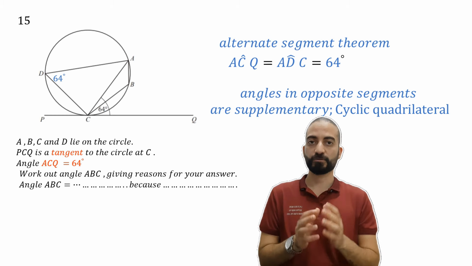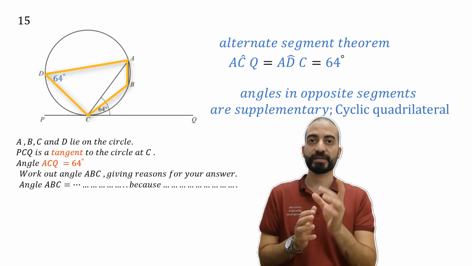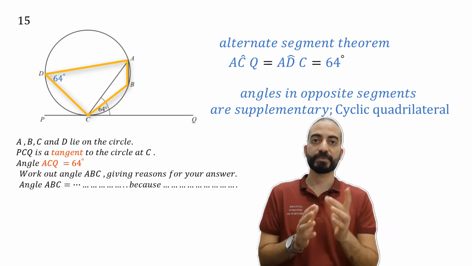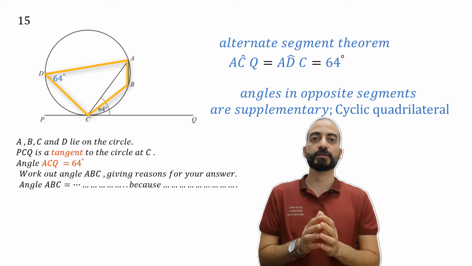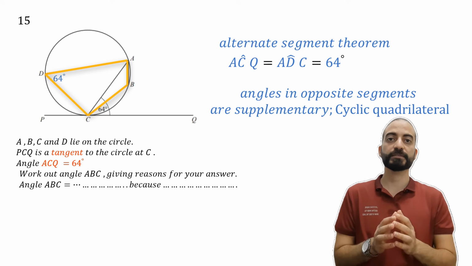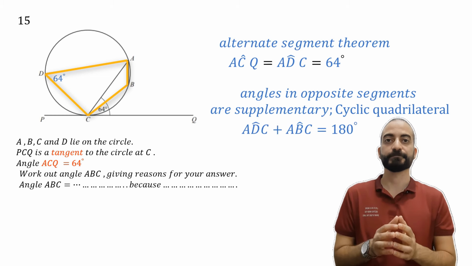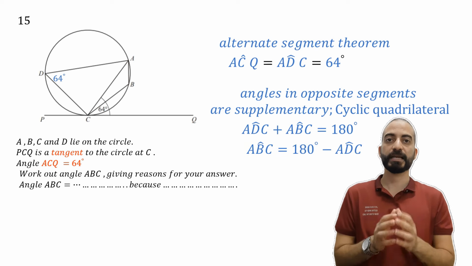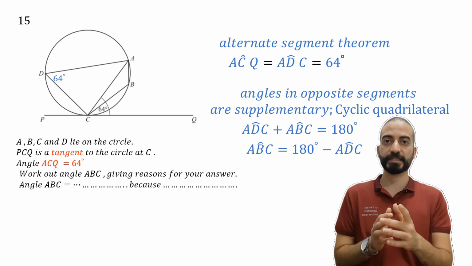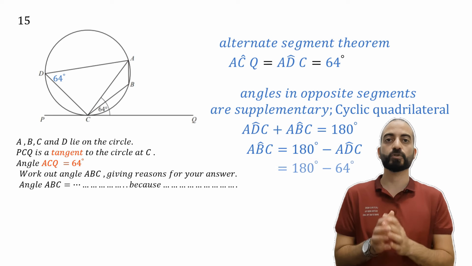That is, when we have a quadrilateral located inside the circle in this way, A, B, C, D on the circle, we can directly conclude that the sum of the opposite angles is 180 degrees. In this way, we can obtain the angle ABC, which equals 180 minus 64.